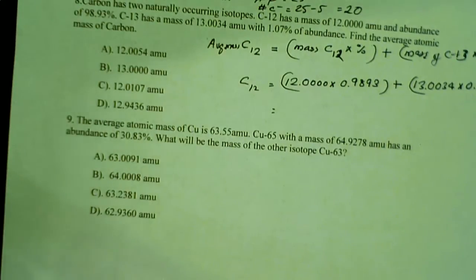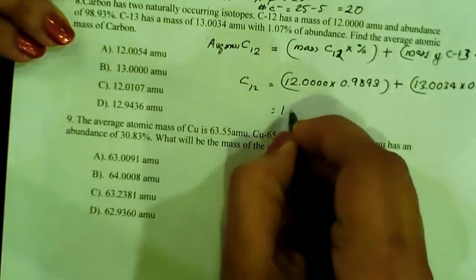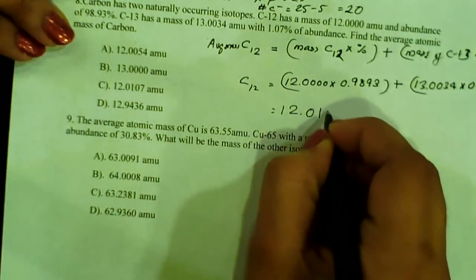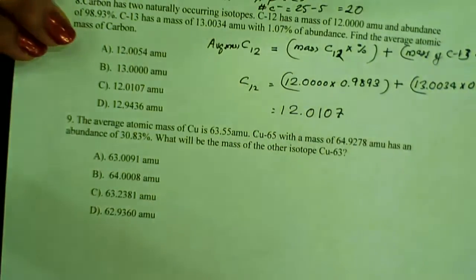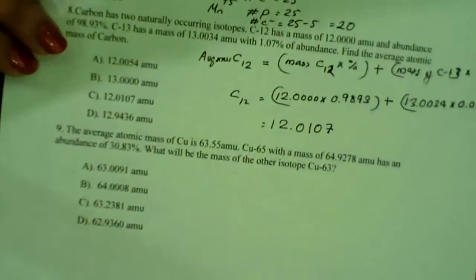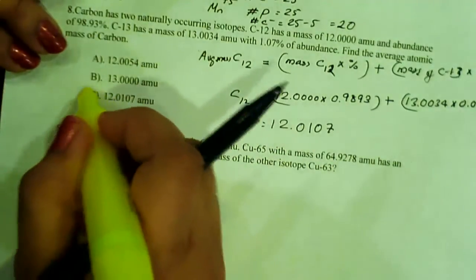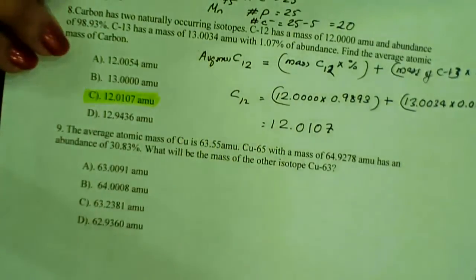So you will get an answer of about 12.0107. Okay, so our answer is going to be 12.0107 AMU.